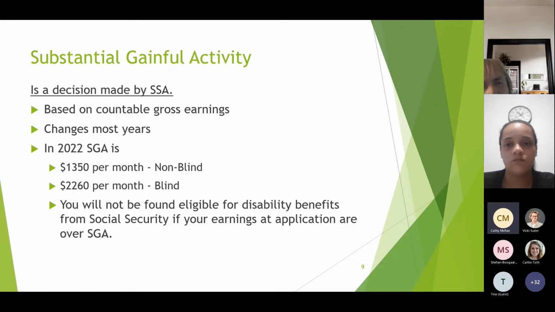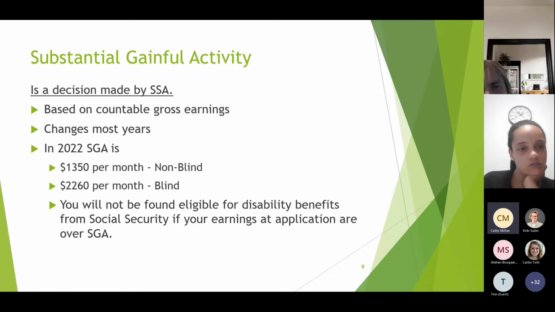It's based on your countable gross earnings. This year, in 2022, unless your disability is blindness, the substantial gainful activity level is $1,350 per month. For folks who have blindness as their Social Security disability designation, that amount is $2,260 per month. And again, that's gross income, so before taxes.